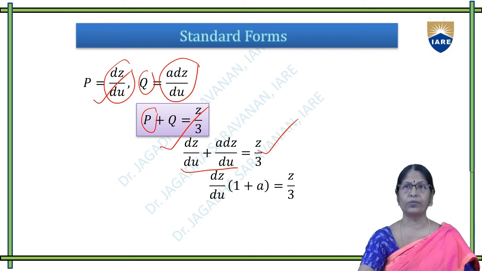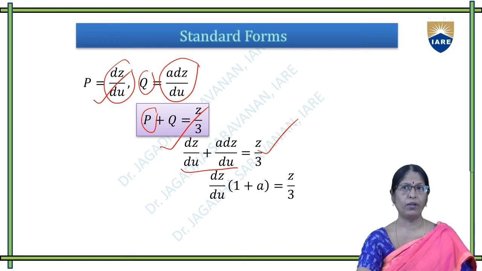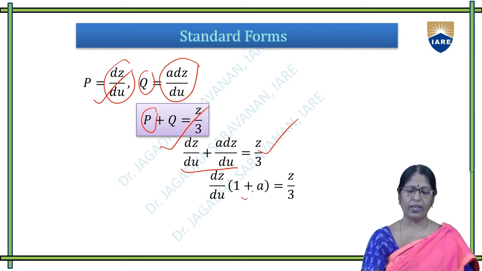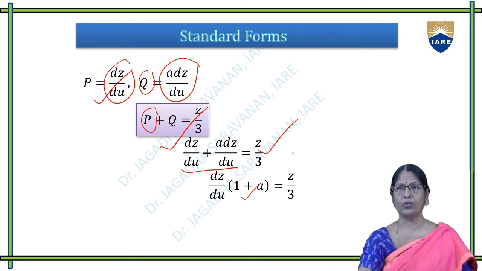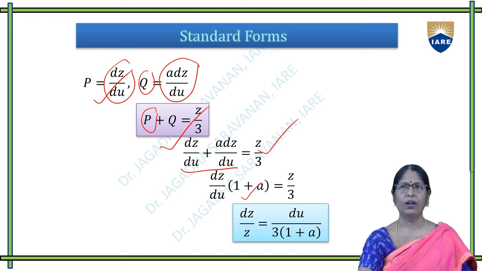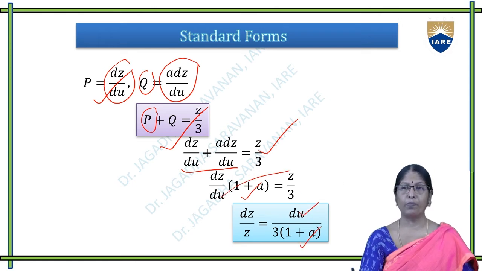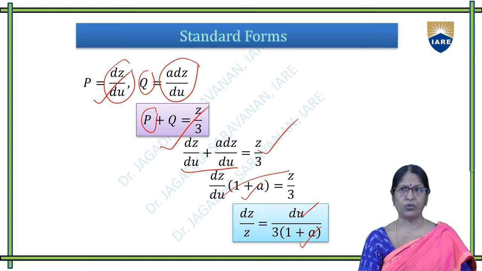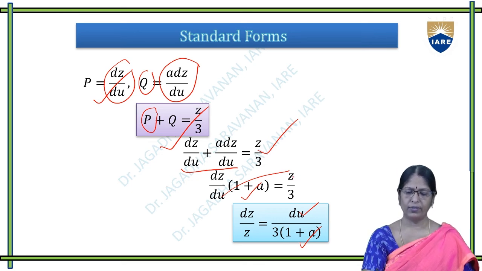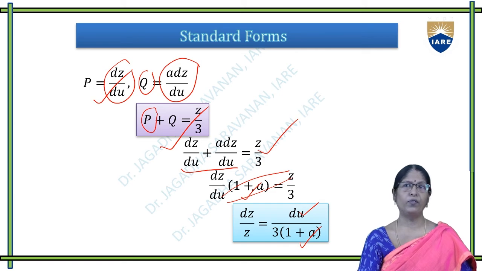In these two terms, dz by du, which is common, we have taken out, and the remaining is 1 plus a, which is equal to z by 3. Just we brought du to the next side and divided by 1 plus a, just interchanging the positions. dz is there, z we brought it here. So finally we obtained dz by z, which is equal to du by 3 of 1 plus a. This is why we are doing it, to do the integration in a very easy manner.